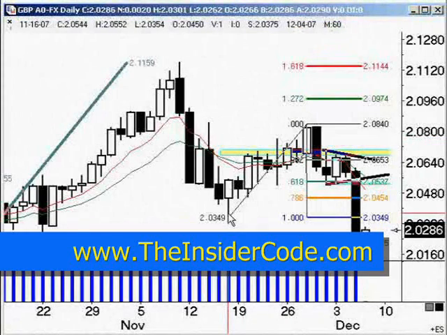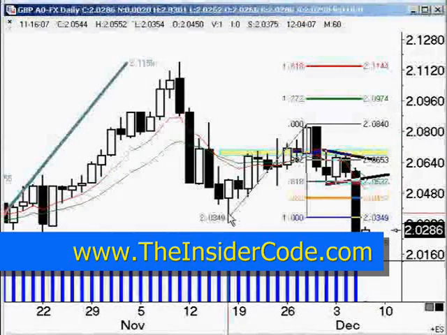Second entry here on the low was 2.0354. And again, your broker may vary slightly.